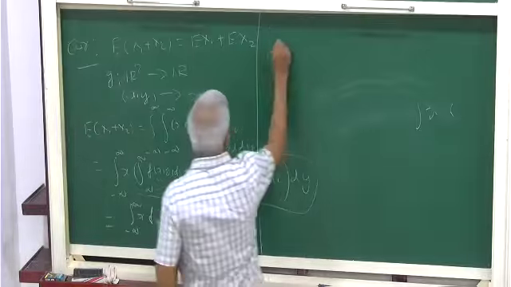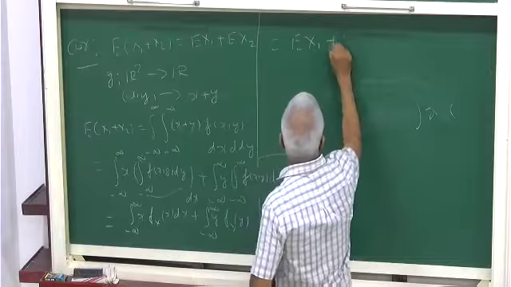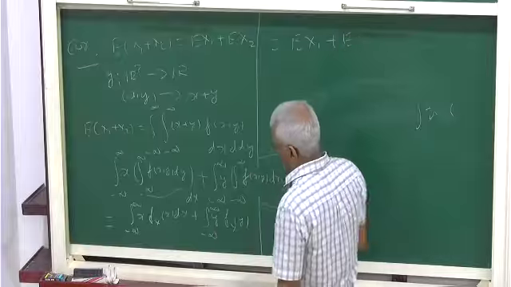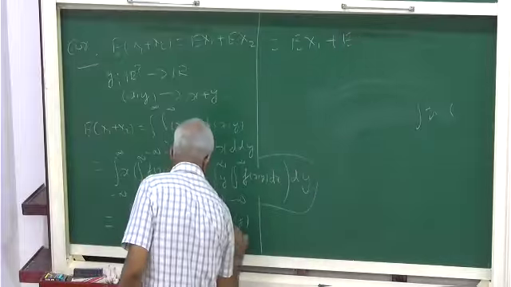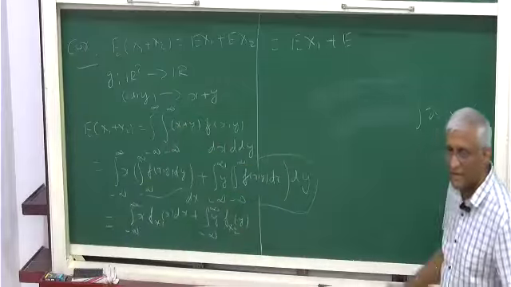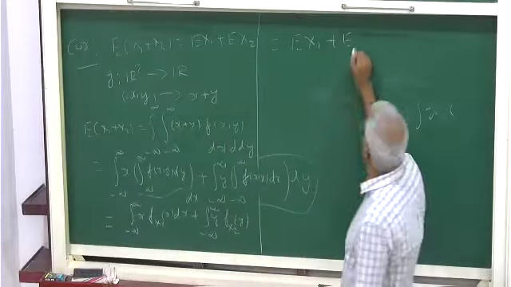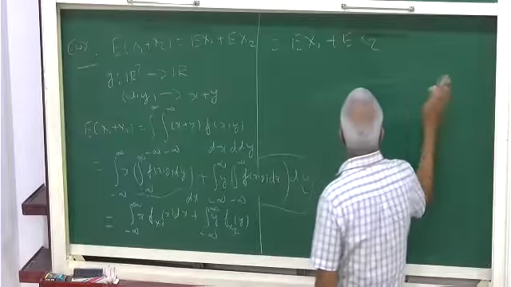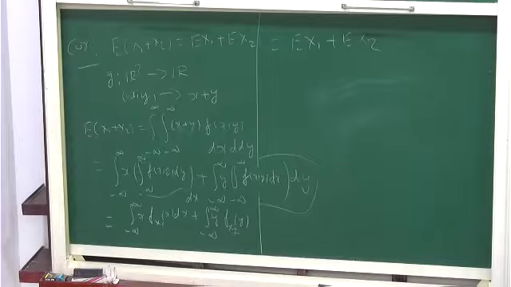So this whole thing implies that this is equal to E of x1 plus E of x2. I have mixed up notation; I should have used xy. It doesn't matter, x1 and x2 or xy. E of x2. I hope this is fine. So integration is linear.